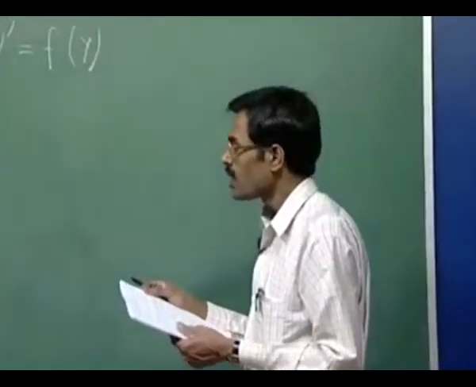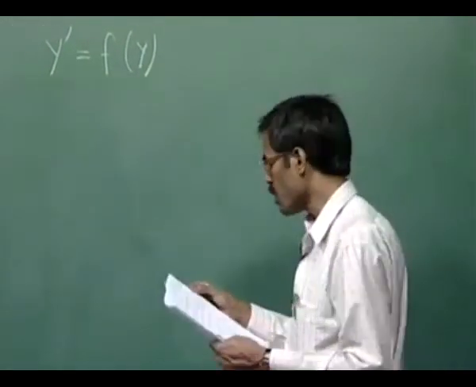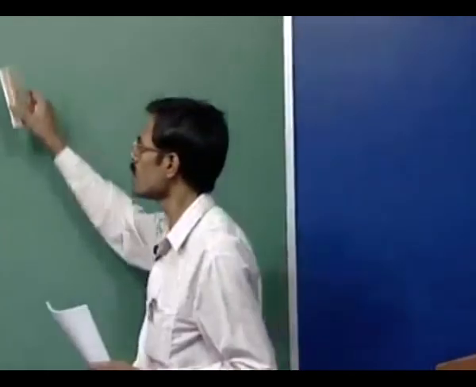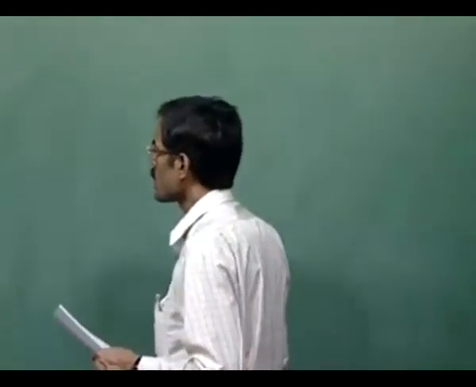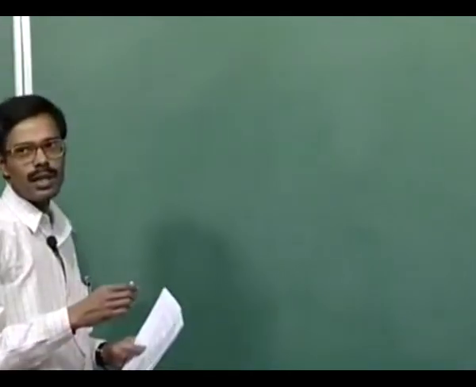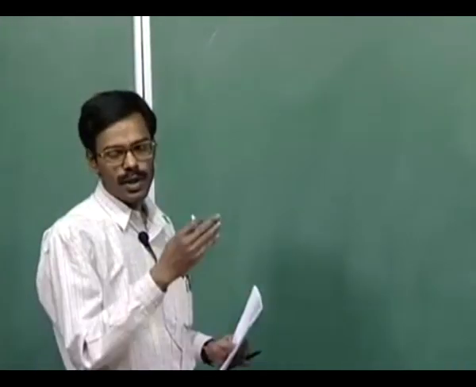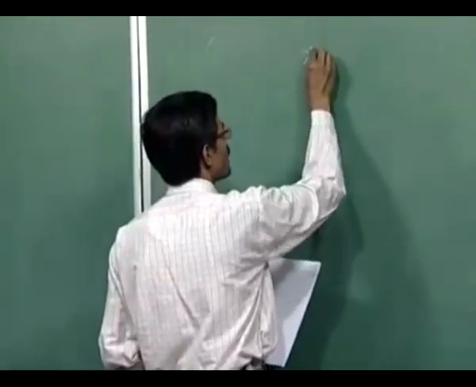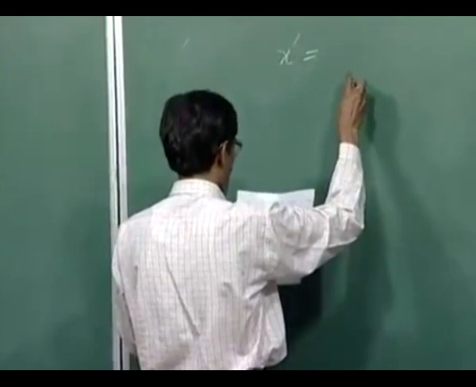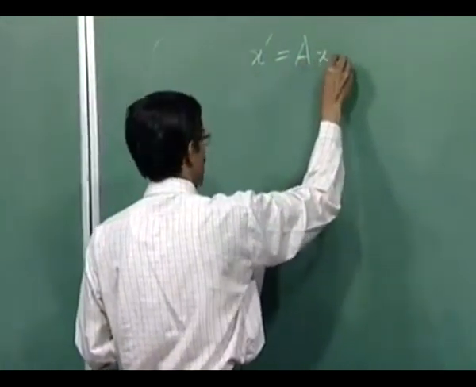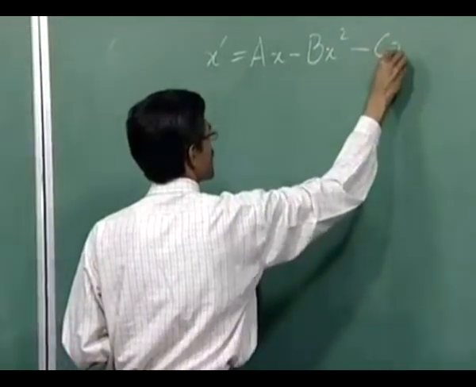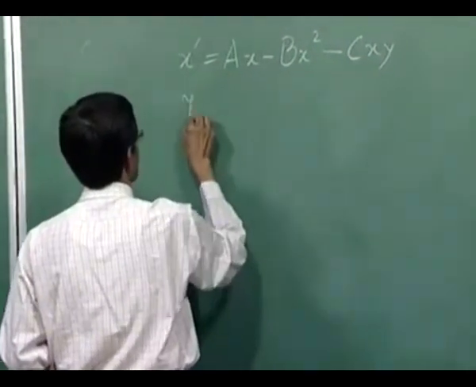Let us take a small example. Say we consider this population model of a pair of competing species who depend on similar resources. Suppose x and y are the populations of the two species as functions of time, and the dynamic system is given like this.